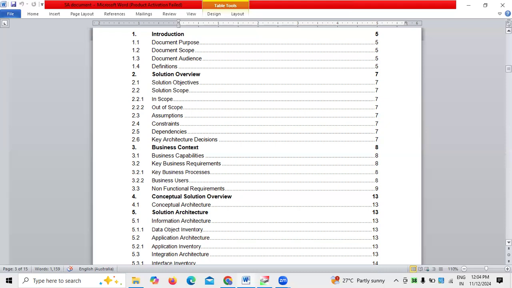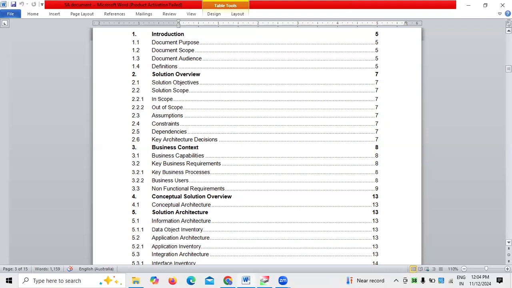Today, I'm going to discuss the solution architecture document. Because when we have created an architecture, that has to be translated into a document format so that the technical team will understand this better. So it is always important for us to create documents which can be categorized into an introduction part, solution overview, business context, conceptual context, solution architecture concept, and so on.